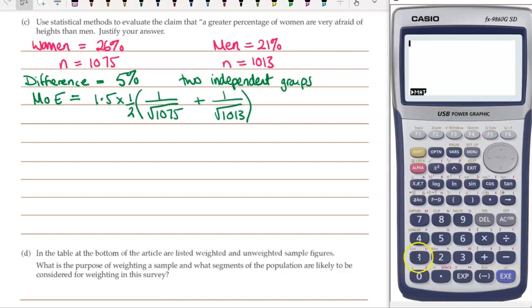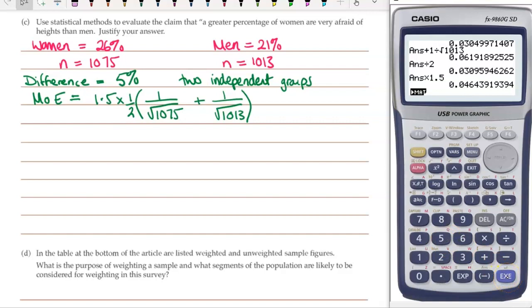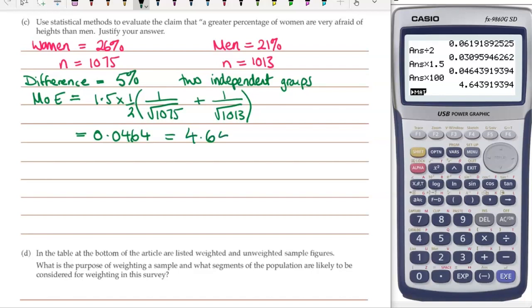Okay, so let's work that through. So 1 divided by the square root of 1075 plus 1 divided by the square root of 1013, and then we're going to divide that by 2 times it by 1.5, which, if we want that in percentage terms, is going to be 4.64%.